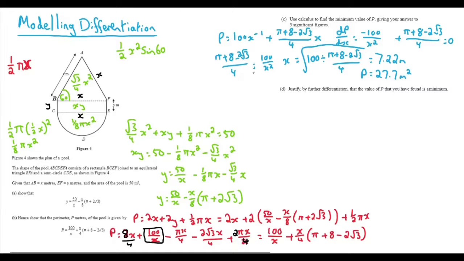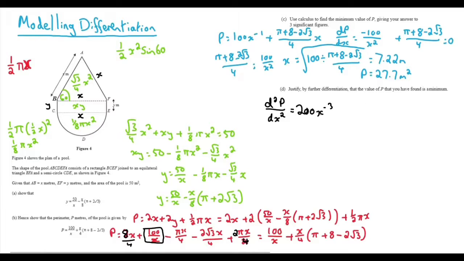Finally then, we just have to justify that this is a minimum. The question does specify by further differentiation, but that would probably be your method anyway. So we'll want to get a second derivative of this because the second derivative tells us whether it's a maximum, minimum, or point of inflection. If we differentiate this again, right now that was minus 100 x to the minus 2. So minus 100 times minus 2 is positive 200, and that x drops to minus 3. And then this term here completely disappears because it didn't have an x term anymore.